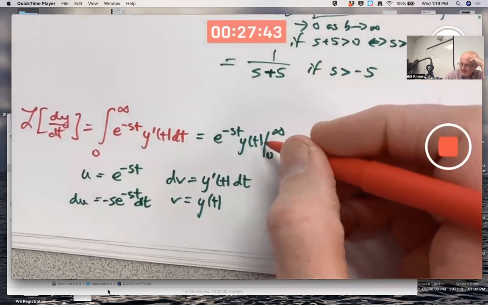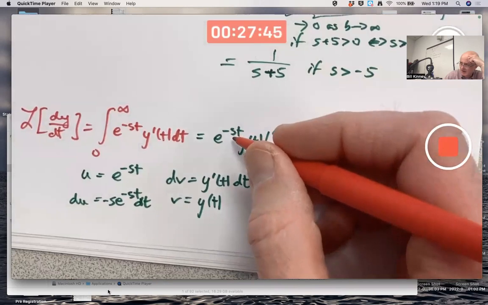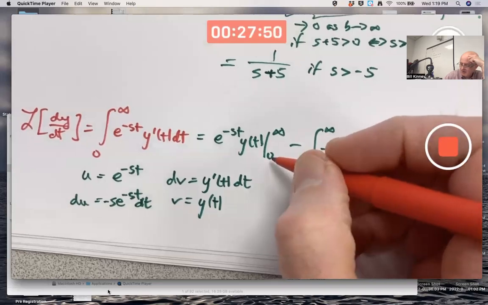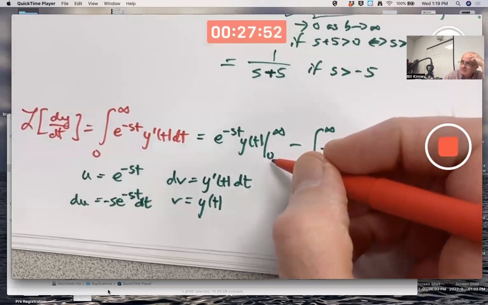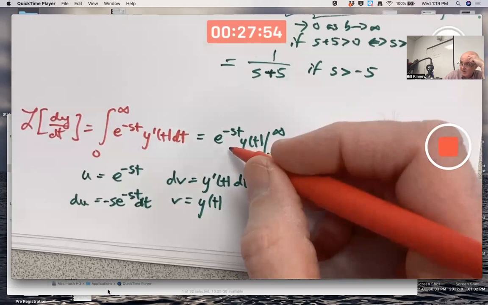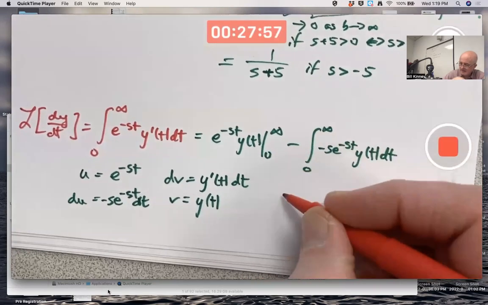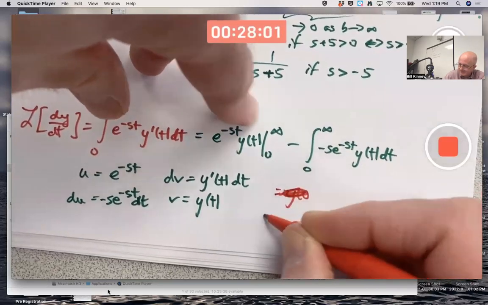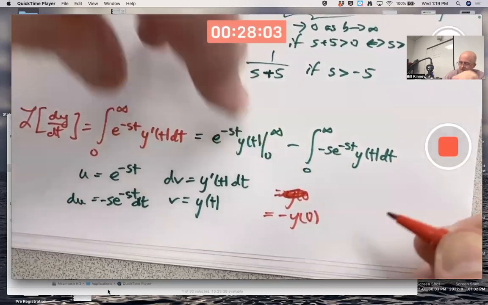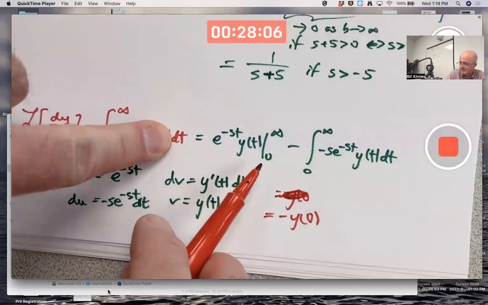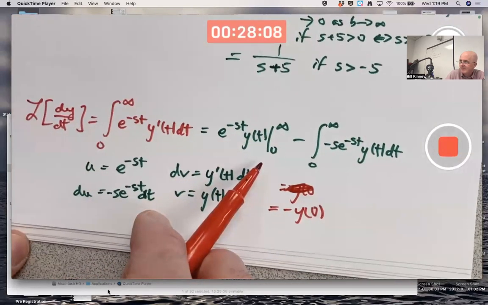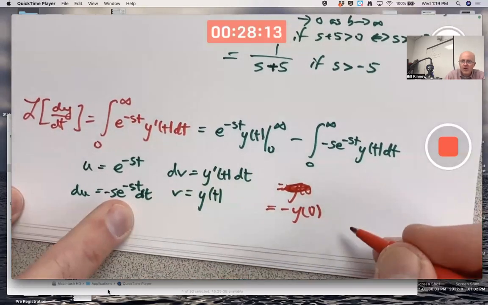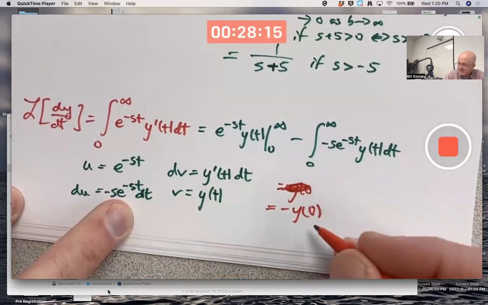Yeah, as the input goes to infinity, if s is a large enough positive number, this will go to 0, we assume. But what about when you plug in 0? It doesn't go to 0. You get e to the 0, which is 1, times y of 0. You get y of 0. Or I should, excuse me, with a minus sign. Minus y of 0. Why a minus sign? Because I'd be subtracting it because it's the bottom there. Minus y of 0, which is the initial condition.